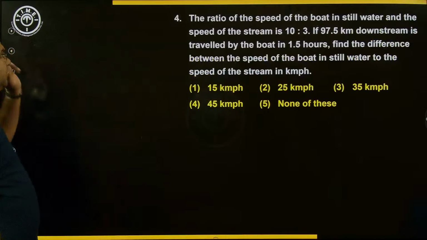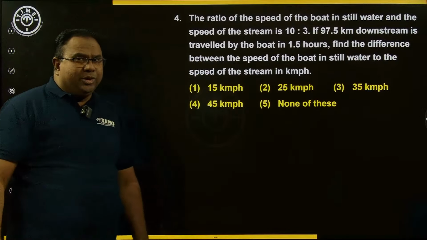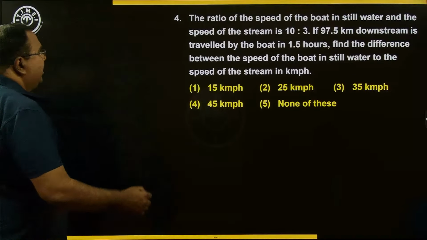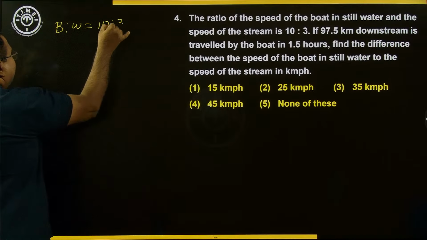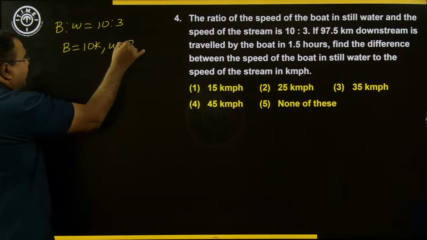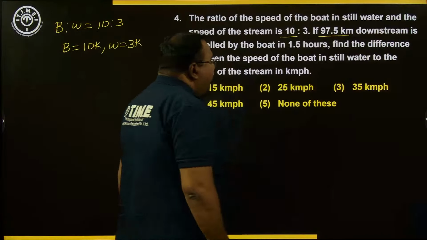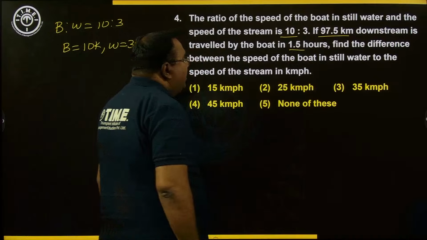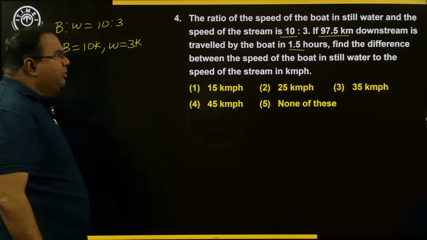Right, next question, students. Okay. Little lengthy, but be careful. You can do that. Easy question. Ratio of speed of a boat in still water to speed of the stream is 10:3. So B is to W, 10:3. Ratio will be always in its simplest form. So B is equal to 10K, W is equal to 3K. If 97.5 kilometers downstream is traveled by the boat in 1.5 hours, find the difference between speed of the boat in still water and speed of the stream in kilometers per hour.